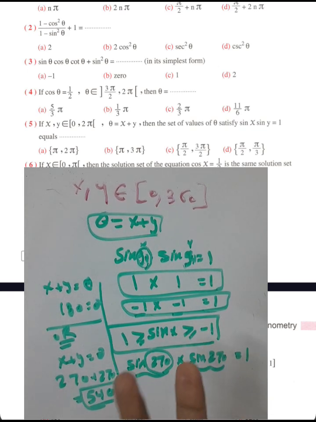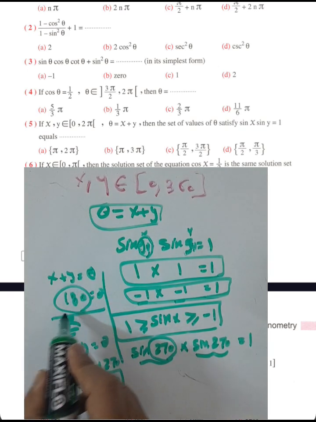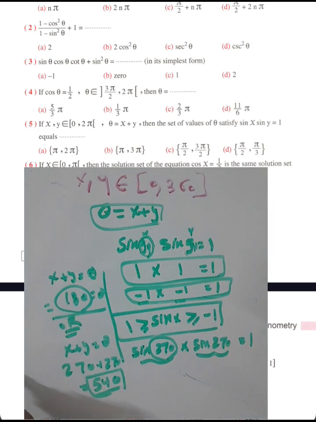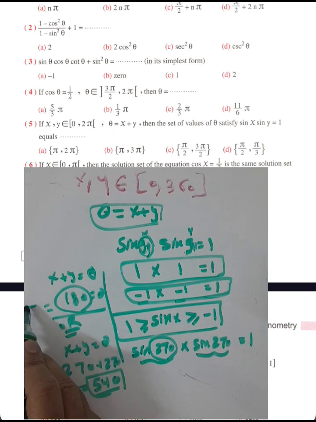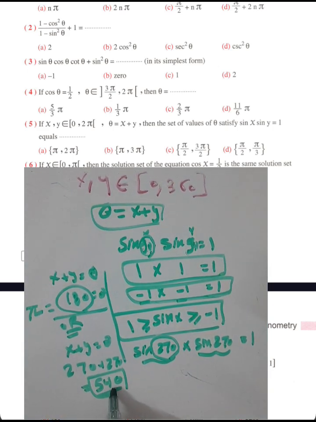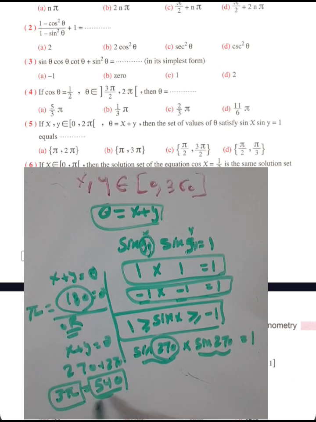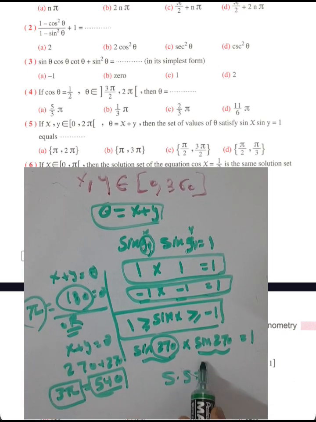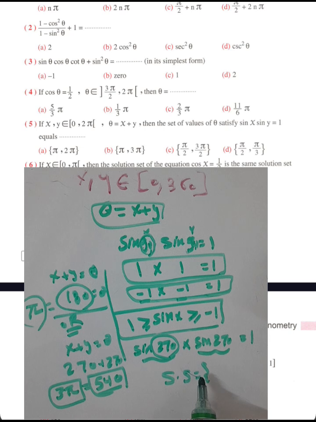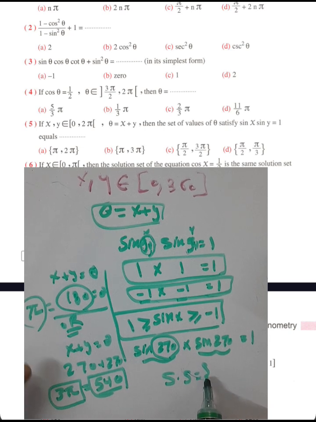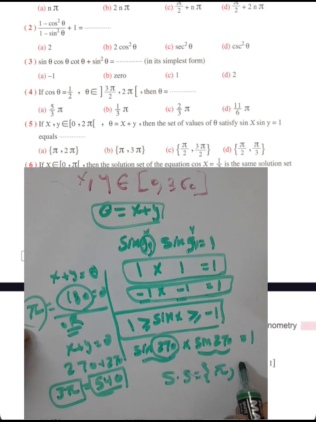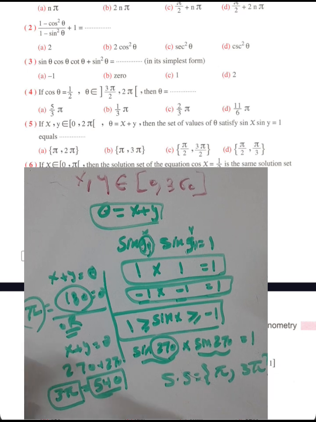First solution, 180. What does 180 mean? It means pi. And 540 is 3 times 180, so it will be 3 pi, because 3 pi equals 540. Then the solution set, the set of values of theta, will be pi and 3 pi. It's a very important question. Okay, understood?